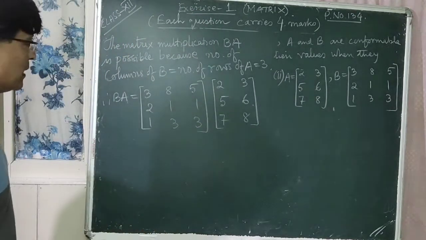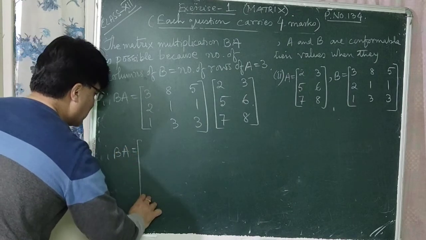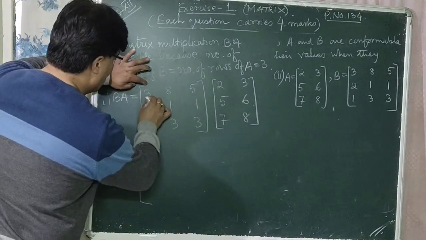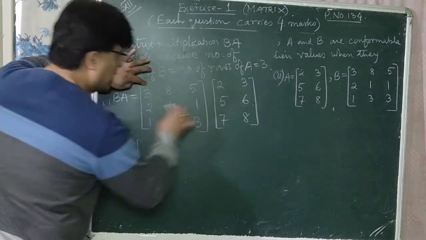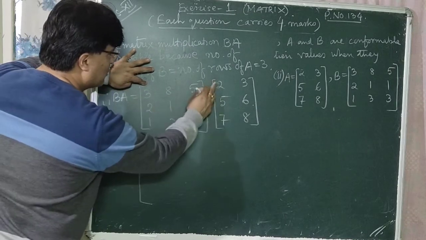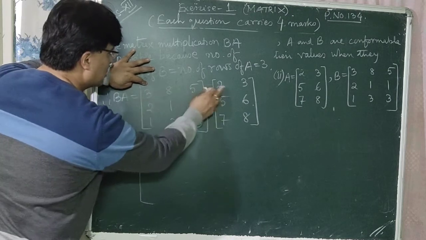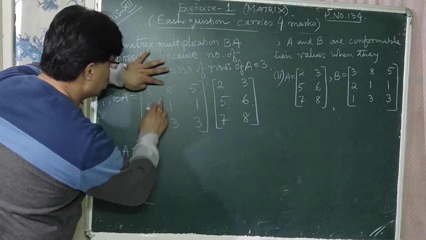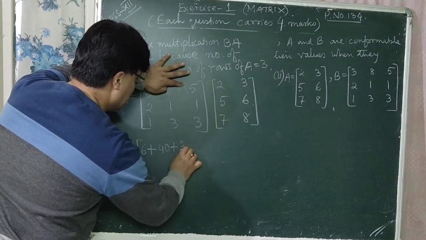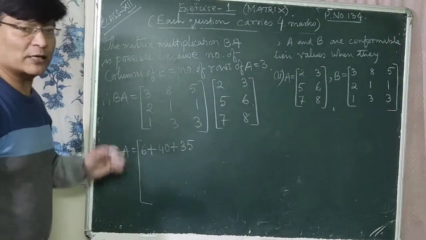So now let us multiply them. Therefore BA is equal to, how will you multiply it? You know how to multiply it, row by column, isn't it? This first row is multiplied by the first column and corresponding elements are multiplied. First element into first element, second element into second element, plus third element into third element. That is 3 2s are 6 plus 8 5s are 40 plus 5 7s are 35. Right? So this is the first element of the first row.